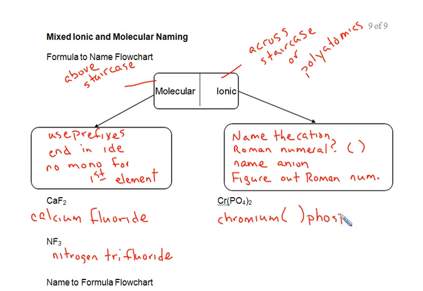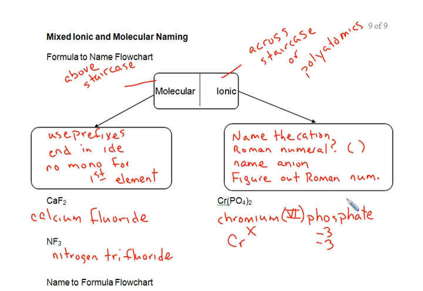Now I've got to go back and figure out what is chromium's charge. Well, I have 2 phosphates, so each of these is worth a -3. I only have 1 chromium, so I've got to figure out what my charge X is going to be to cancel out 2 -3s. It's got to be a +6. So this is chromium(VI) phosphate.